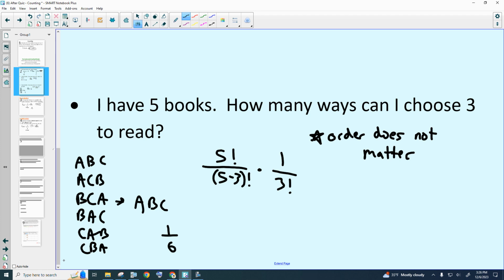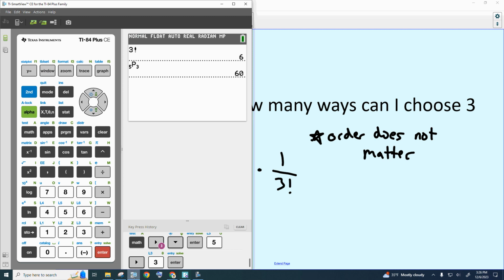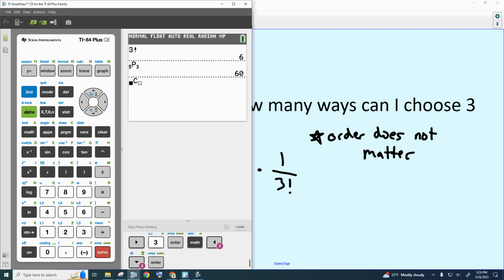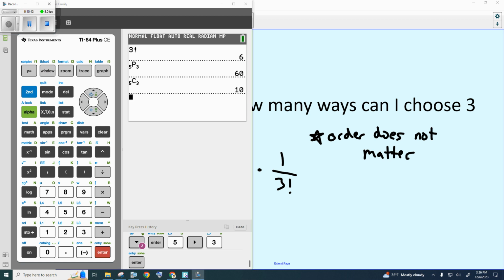Let's say we have 5 books and we're choosing 3, but the order does not matter. So let's go back to our calculator and use the combination. So probability, using the combination, I'm going to put in 5, choose 3, and I get 10. Yeah, it was 1/6, so I said it was going to be 6 times less. So 10, not 20. So that's how we can use our calculator.